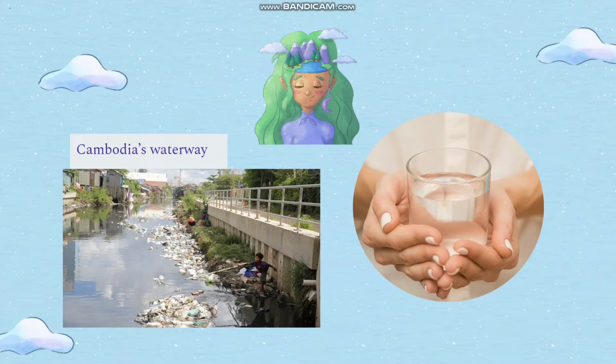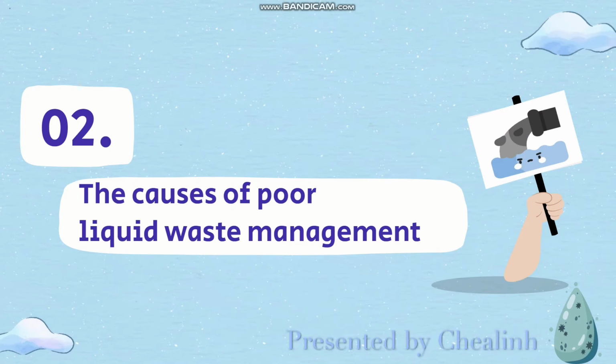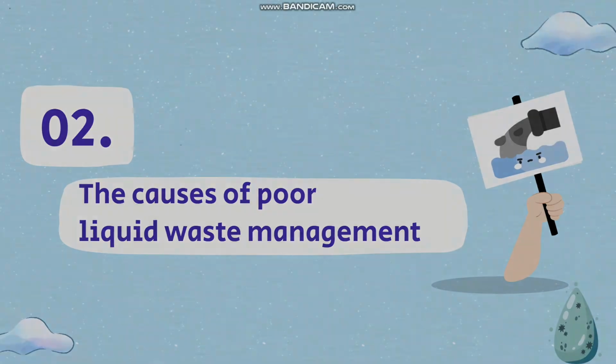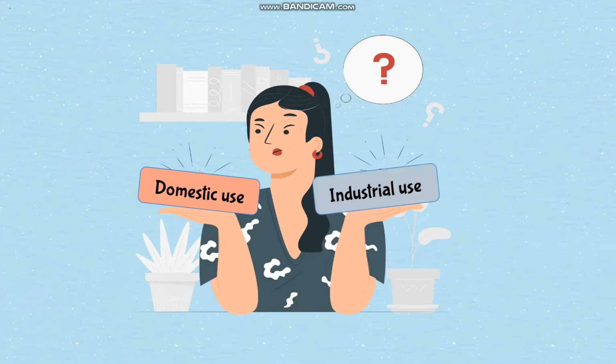So moving on to the causes, I would like to thank Ratana for giving me the chance to present to all of you the causes of poor liquid waste management. As previously mentioned, wastewater refers to impure water that is unfit for human consumption, and there are two ways wastewater comes about. The first one is domestic use, and the second one is industrial use.